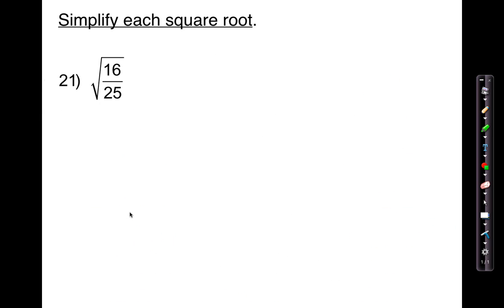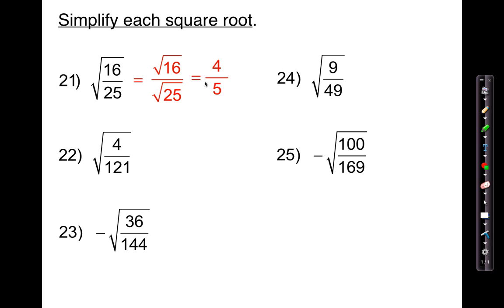Okay, so what about this one? I know it seems a little daunting because you see a fraction, but don't let this scare you. Here, all we're doing is we can break this up and say, okay, I'm going to take the square root of 16. I'm going to take the square root of 25. So here, what's the square root of 16? 4. What's the square root of 25? 5. And there you have it. And that's it. So at this point with this example, I would like you to go ahead and pause the video and try numbers 22 to 25.